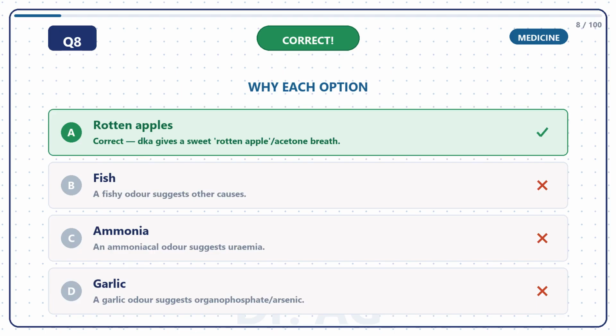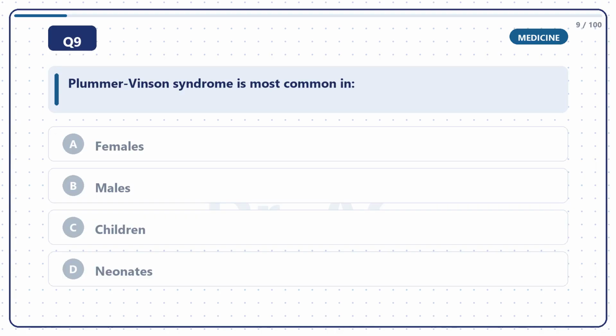Rotten apples. Question 9. Plummer-Vinson syndrome is most common in option A, females. Option B, males. Option C, children. Option D, neonates.